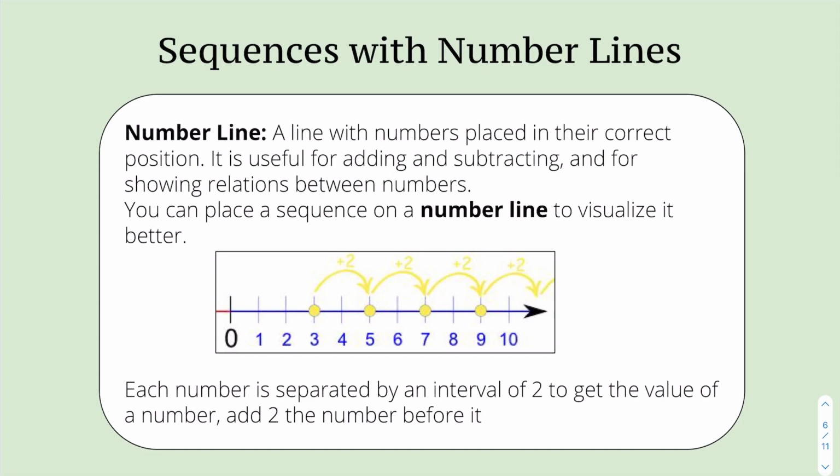So in this example, each number is separated by an interval of 2, so you add 2 to the number before to get the next one. So 3 plus 2 equals 5, 5 plus 2 equals 7, 7 plus 2 equals 9, and 9 plus 2 is not shown but equals 11. So you would add 2 to this one, this one, this one, and this one, and so on and so forth.